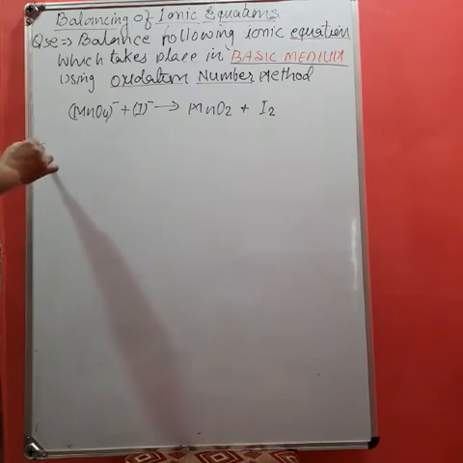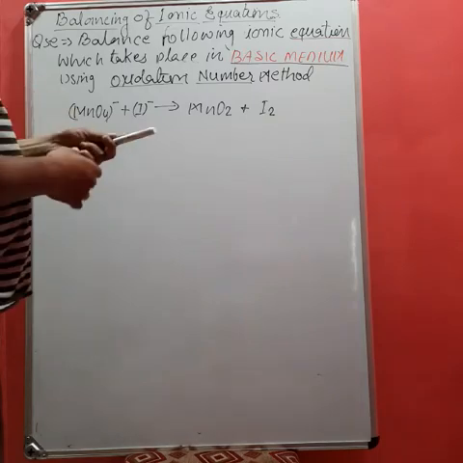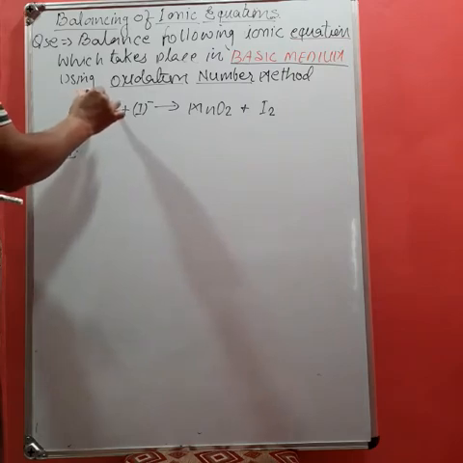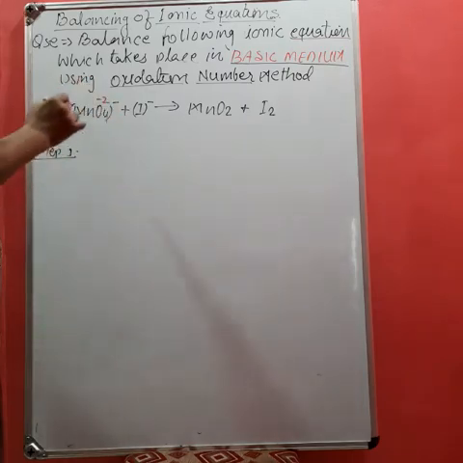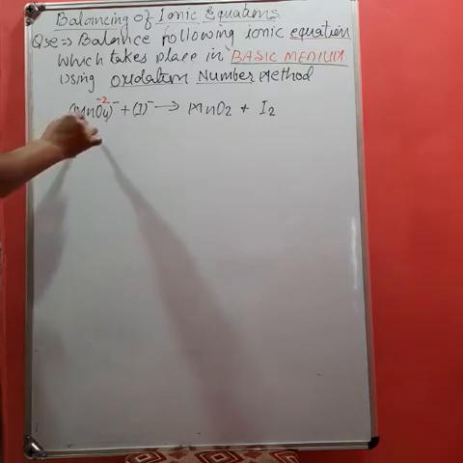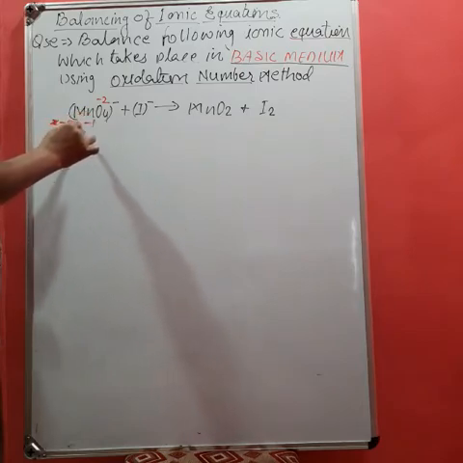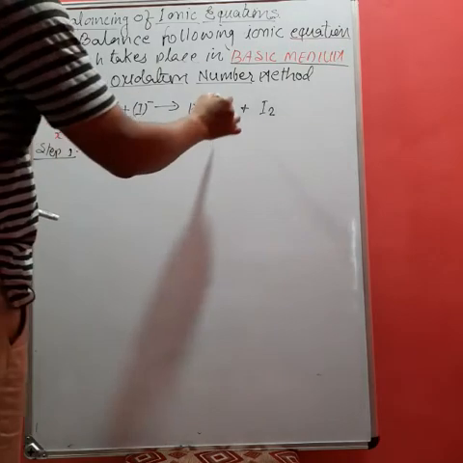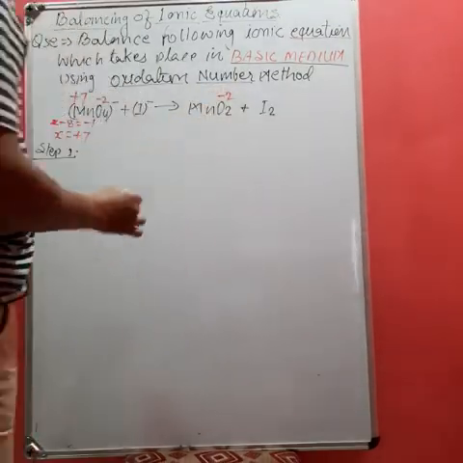Very first, apply step number 1. What is our step number 1? To find the oxidation number of all species. So you know in oxygen there is -2 state. Let Mn be denoted by X. So X - 8 is equal to -1, so X is equal to +7. You can write here +7.